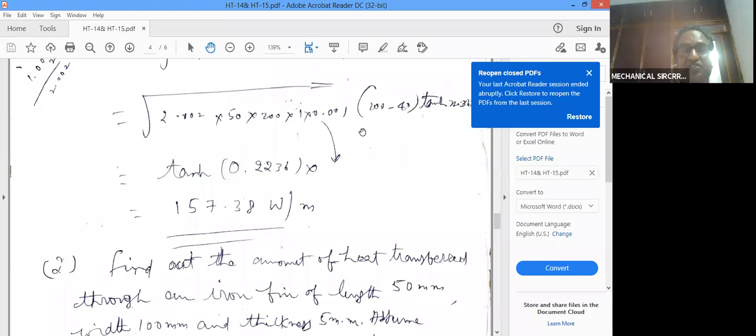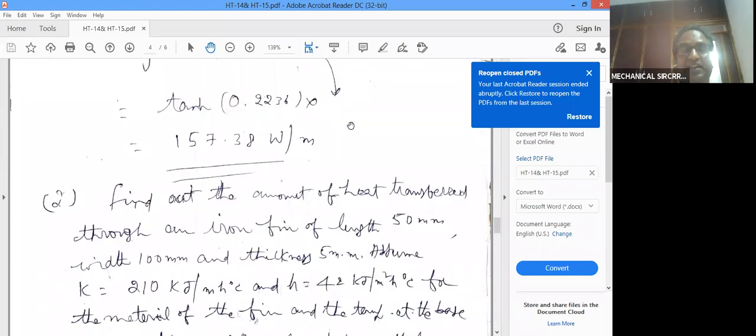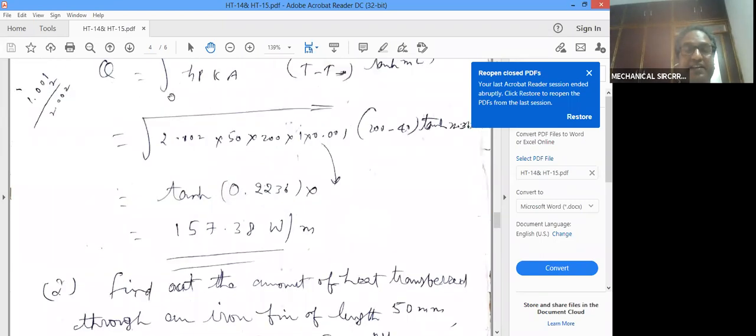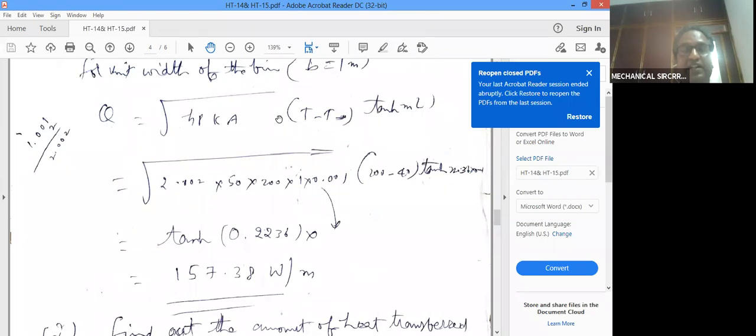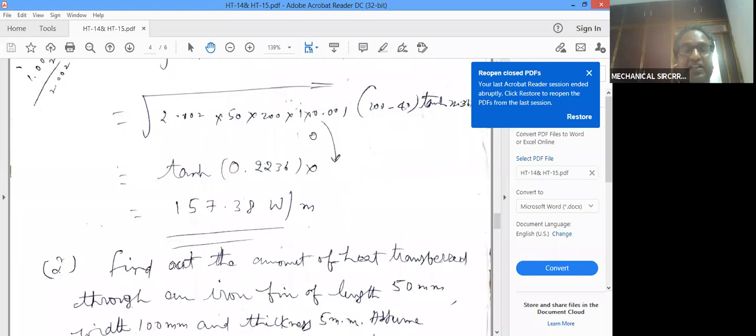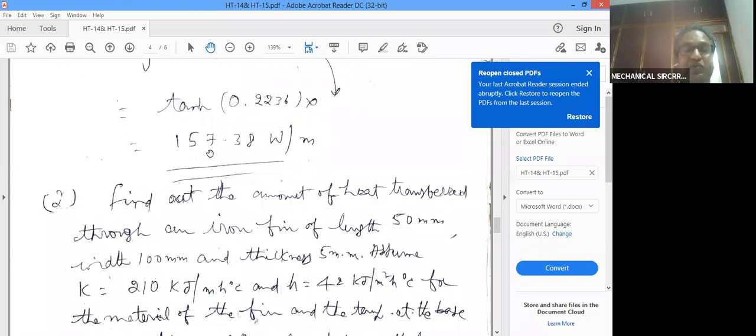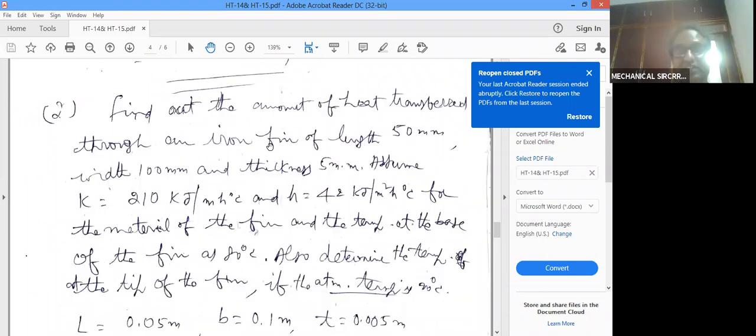After assuming the pin is insulated, you have to use this formula: heat transfer rate Q is equal to square root of HPKA into T naught minus T free stream into tan h ml. After substituting all the available values, you will be getting the heat transfer value. In this case, 157.38 watts after calculation. That's the first problem on this insulated pin.